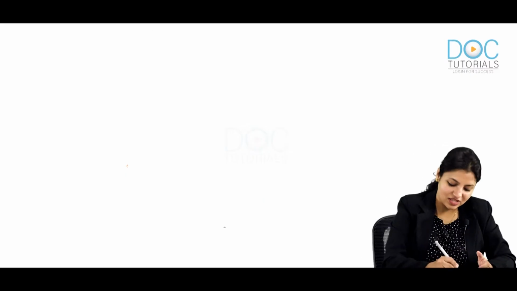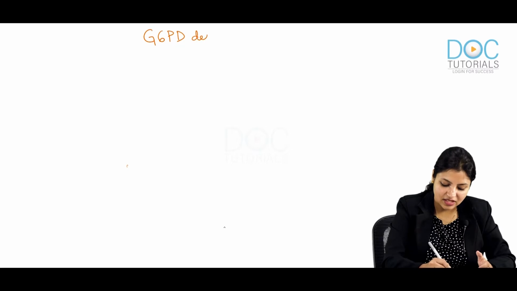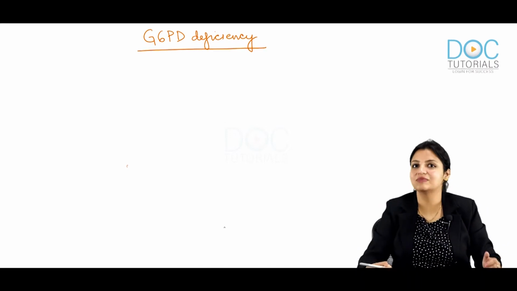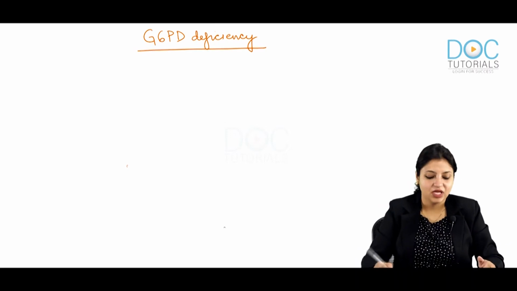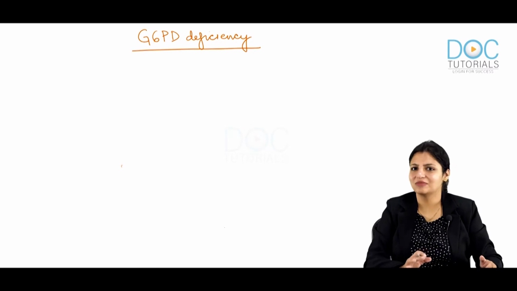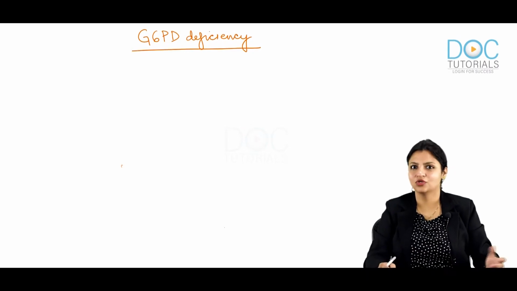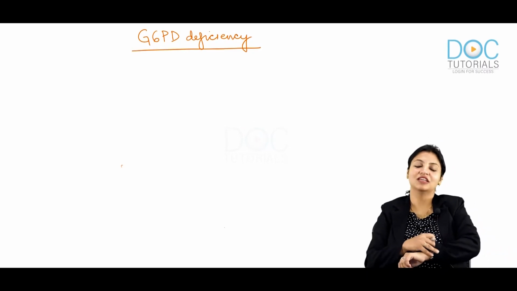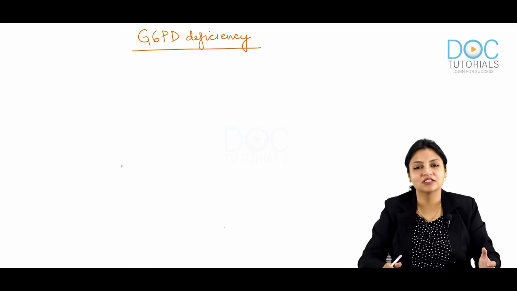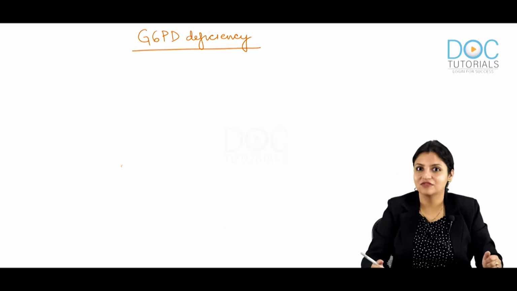Okay, so now we are going to come to the next type of hemolytic anemia. This is called G6PD deficiency. What is this? G6PD deficiency. Okay, so how many of you know about G6PD deficiency? Do you know about it? Everybody should know about it. You know why? This is very important. We'll discuss why it is important.